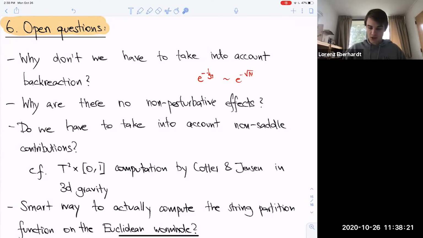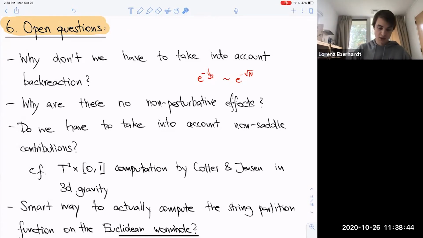Yeah, so you can also ask whether you should take into account non-saddle contributions. I've only talked about saddle geometries in the whole talk, because we took some orbifolds of AdS3. But for instance, in JT gravity, all these geometries are actually not saddles, and they still give contributions. And similarly, in 3D gravity, there are also non-saddles that give contributions.